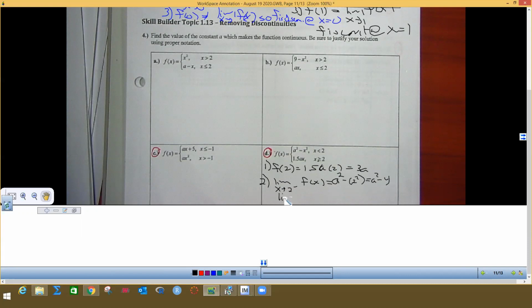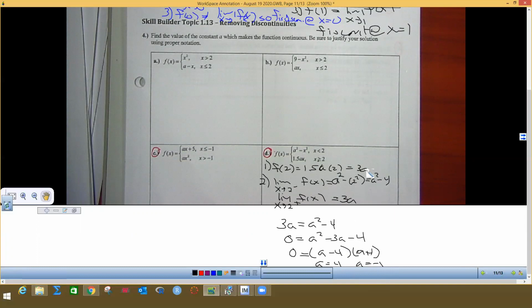And then I've got to do the limit from the right, which is the same one I just did up here, because greater than, so that's 3a. So right there is going to be my equation. 3a has to equal a squared minus 4 to be true. This is a quadratic, so I have to get this equal to 0, so I have to factor it. So a can equal 4 or a can equal negative 1. Now I have to plug these in and make sure each one works.